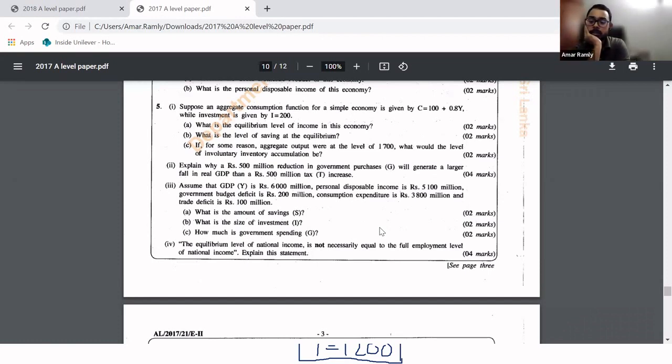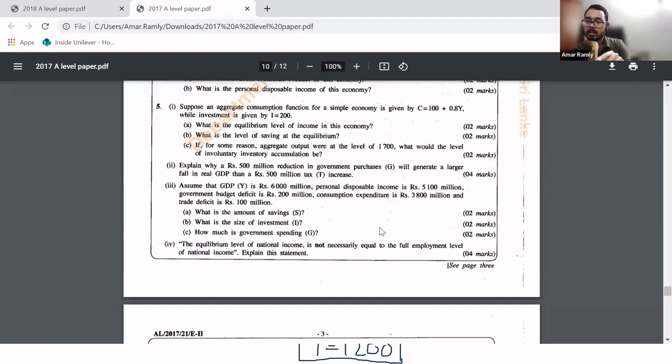Condition number one is leakages equal injections. Condition number two is what you guys are already masters at by now, guys. It is where Y equals AE. Those are your two conditions for the equilibrium level of national income.